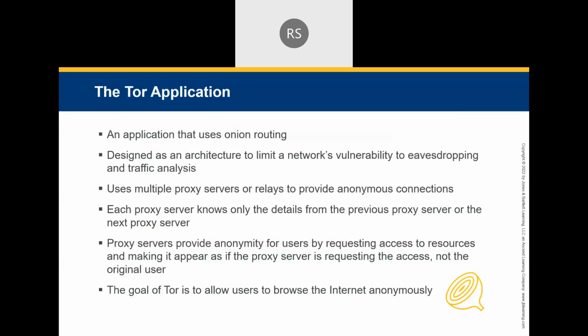So it uses multiple proxy servers or relays to provide anonymous connections, and each proxy server knows only the details about the previous proxy server or the next proxy server. So these provide anonymous browsing for users by making it appear as if the proxy server is requesting the access, not the original user. Once again, the goal of Tor is to allow users to browse the internet anonymously.